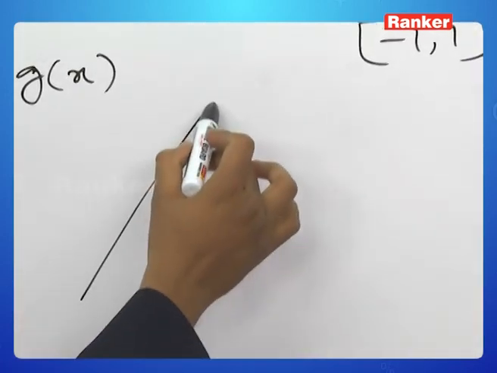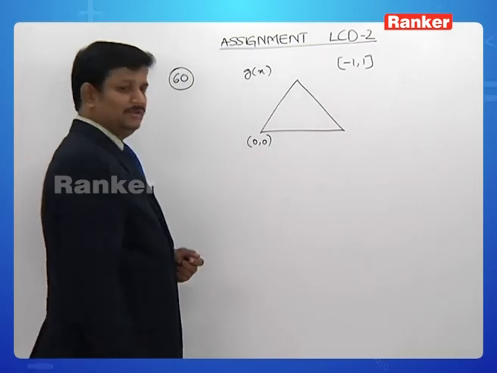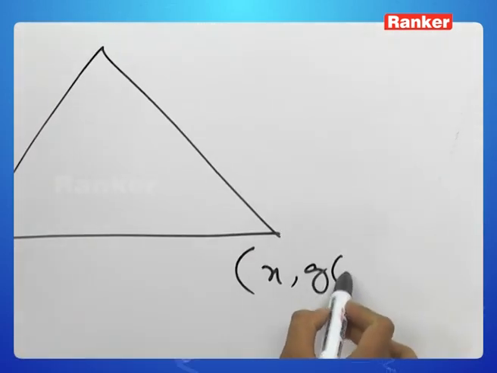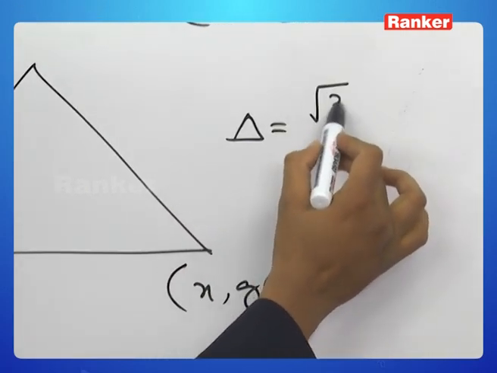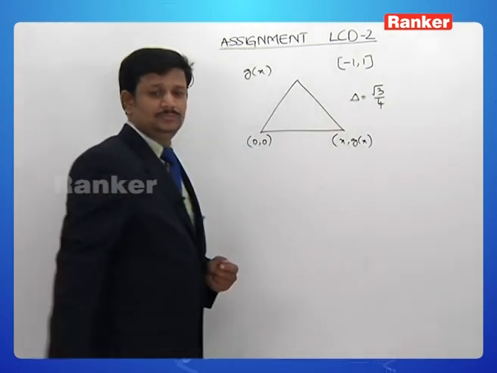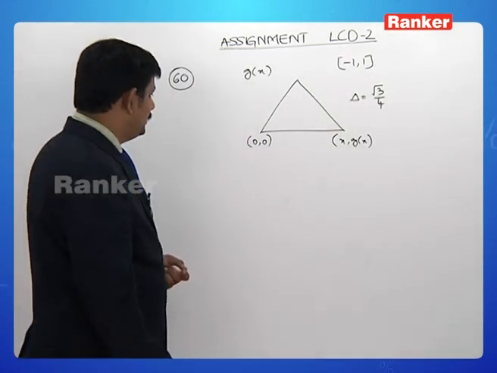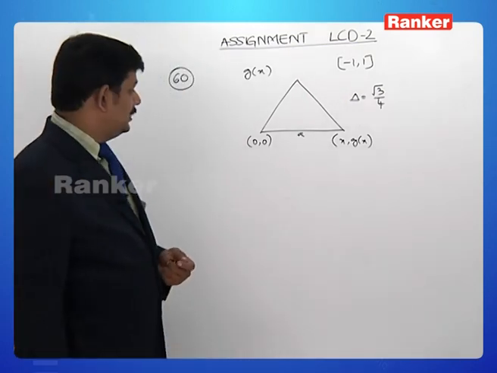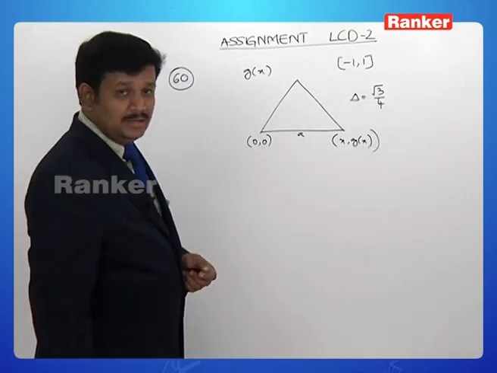The area of the equilateral triangle formed with two of its vertices at (0, 0) and (x, g of x) is given to be root 3 by 4. Now let us assume the side of the equilateral triangle to be a.